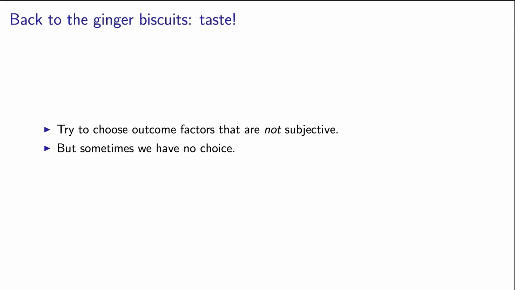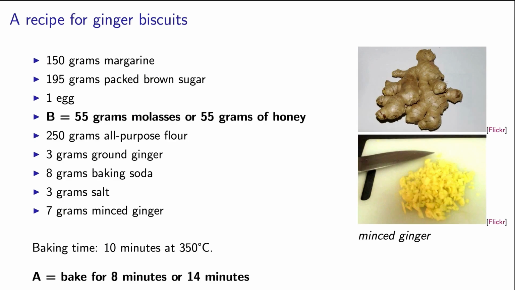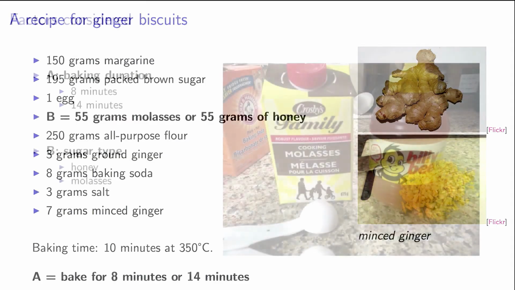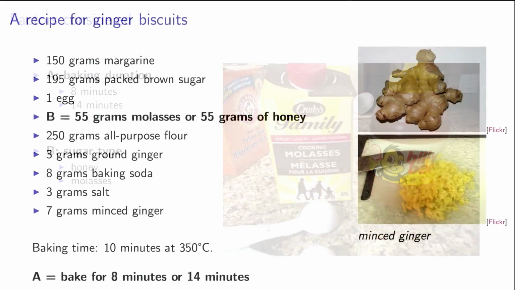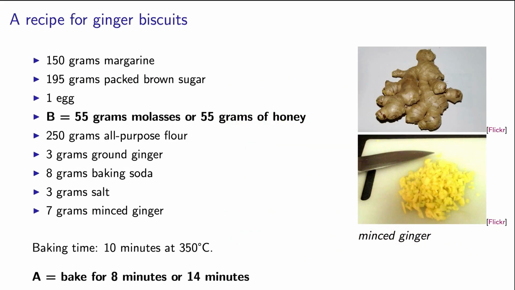So back to those ginger biscuits. The 2 factors that were considered were the baking time and the type of sugar. Here's the recipe for you. The baking time values that the student used were 8 minutes and 14 minutes. And for the type of sugar, she chose either molasses or honey. All other settings for the recipe were left as shown here on the screen.